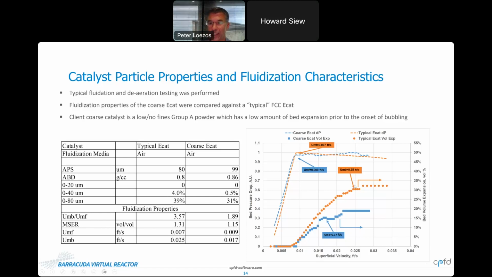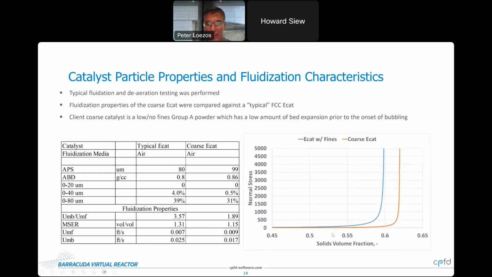I won't go through this in detail, but I will highlight the values that we're getting for the typical ECAT. Again, 30% expansion at the point of bubbling, where the UMB was about a quarter foot a second. If you look at the coarse ECAT, a much lower extent of expansion, 15%, and of course UMB there is significantly lower. From experiments like these, we're able to extract what we call a normal stress or a compressive yield stress curve, and that's going to be unique to each one of the catalysts studied. This is a direct input into Barracuda, which largely determines the fluidization properties that we see here.